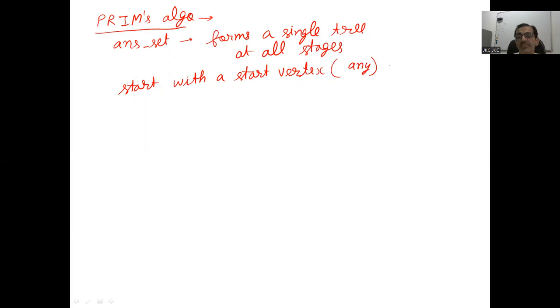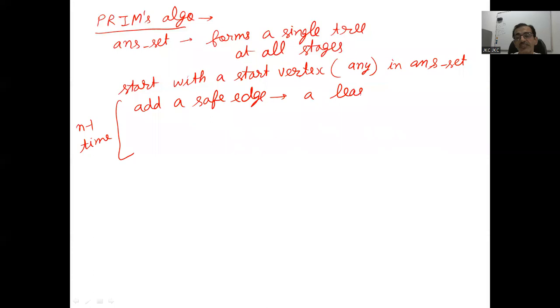So start with some vertex, and it is in answer set. So at that time, answer set has only one vertex, that is a root. Each time, so n minus 1 times, I am going to add. But now what I am going to add is a safe edge. Of course, a safe edge. But what is a safe edge now? A least weight edge. Obviously, least weight edge is a must.